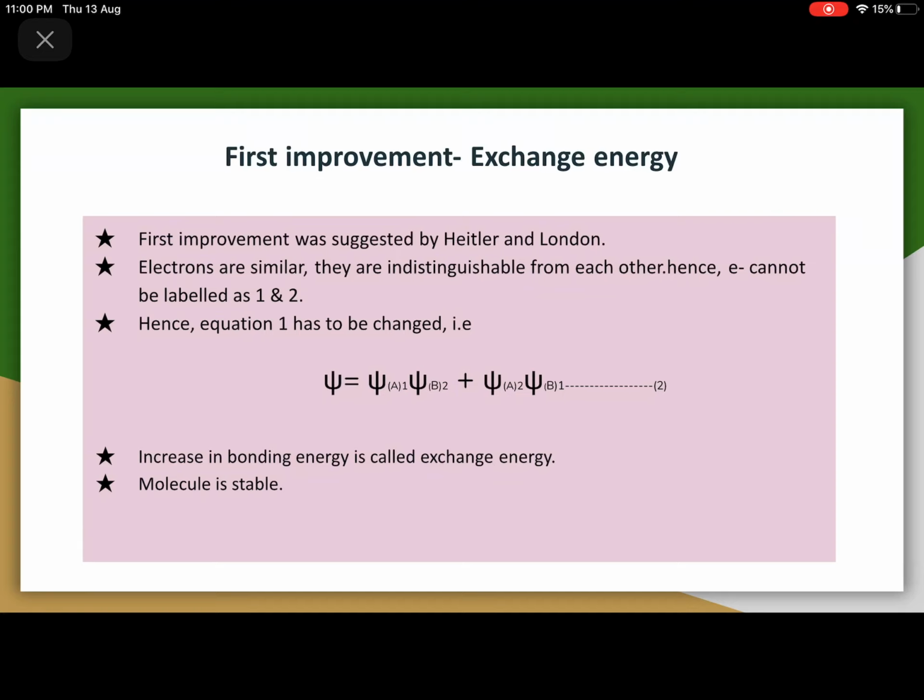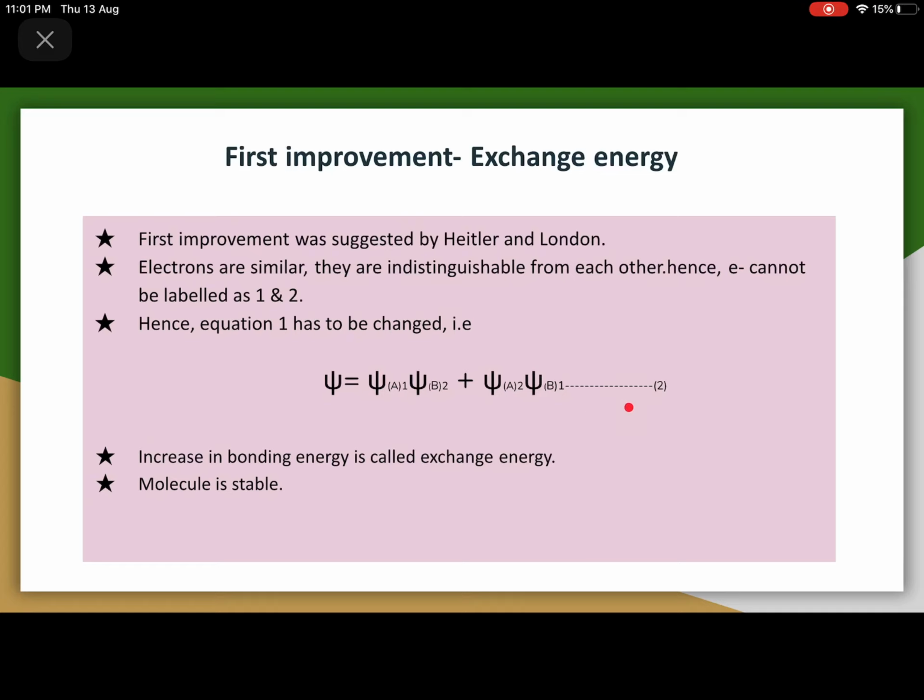Now let's start with the first improvement, exchange energy. The first improvement was suggested by Heitler and London. Electrons are similar, they are indistinguishable. We cannot distinguish the electrons from each other. Hence, electrons cannot be labeled as 1 and 2, and equation 1 has to be changed. So equation 1 now becomes equation 2: psi is equal to psi A1 into psi B2 plus psi A2 into psi B1.